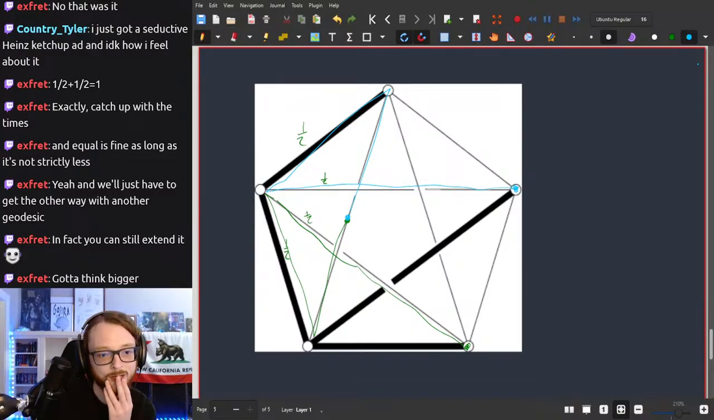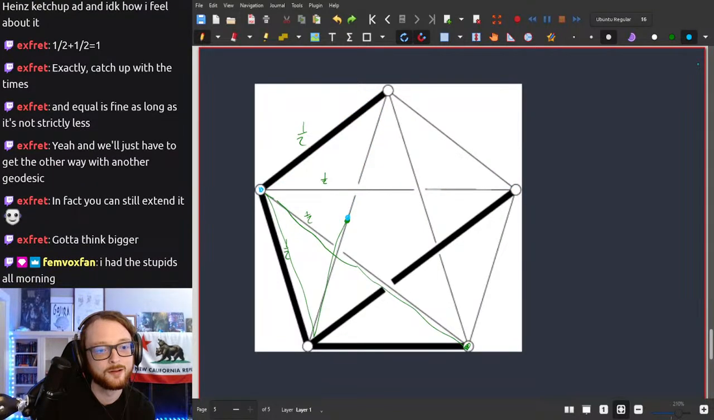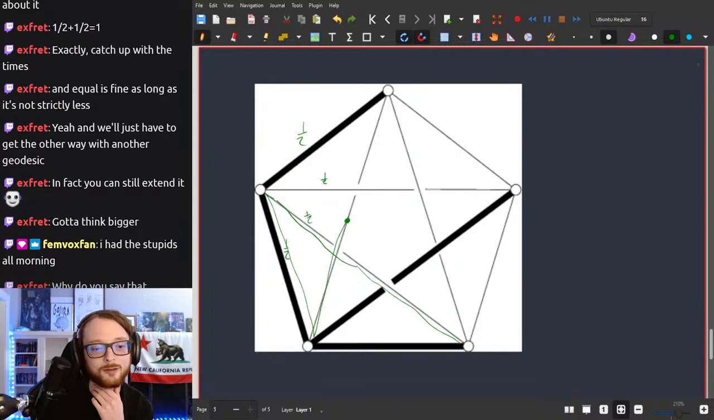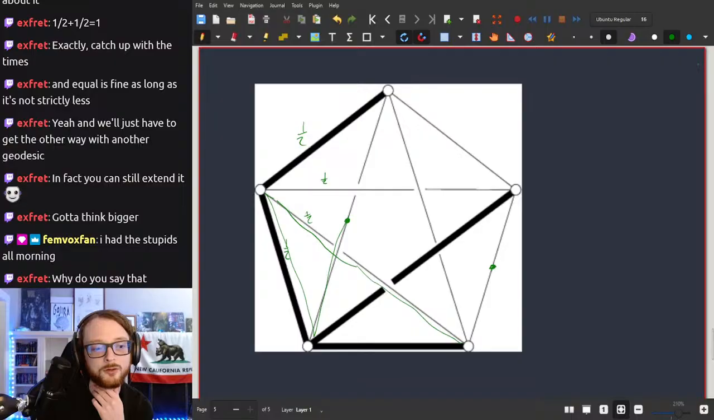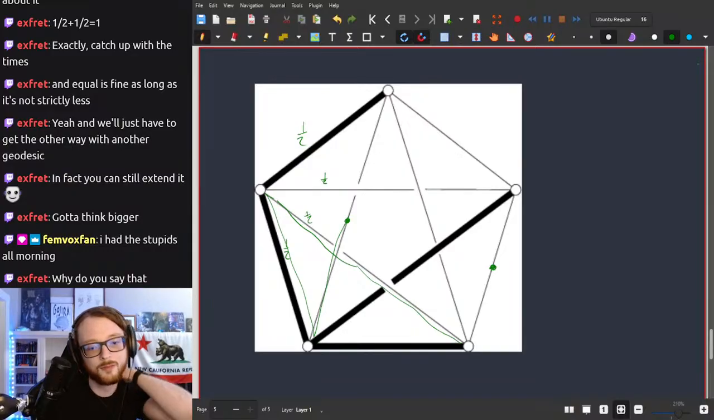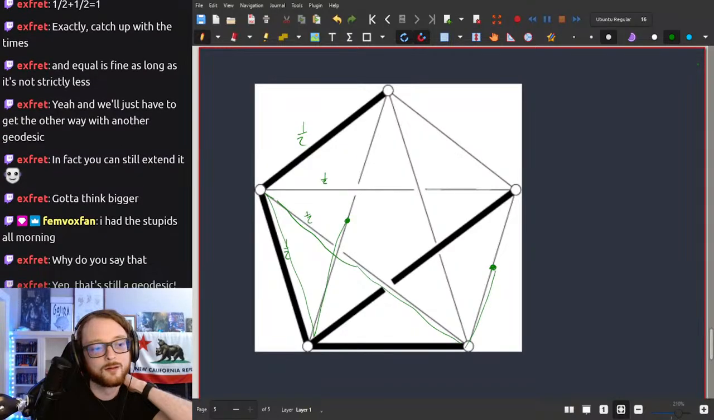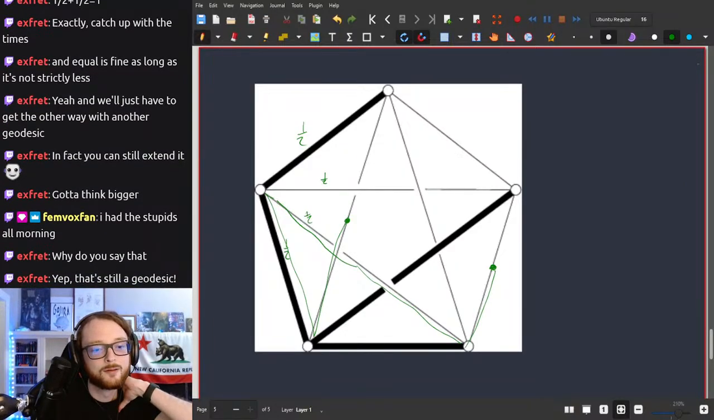Well, we still have 3 more edges to get. Gotta think bigger. You had the stupids all morning. Oh, right. You did say I can always start and stop at an edge. So could I go here or halfway? Hmm.